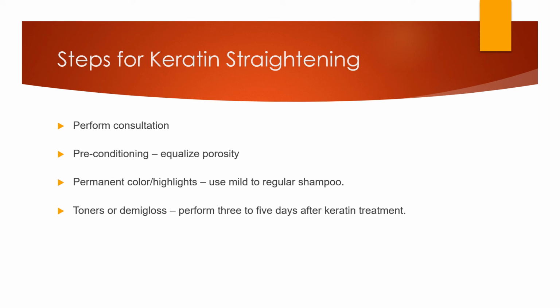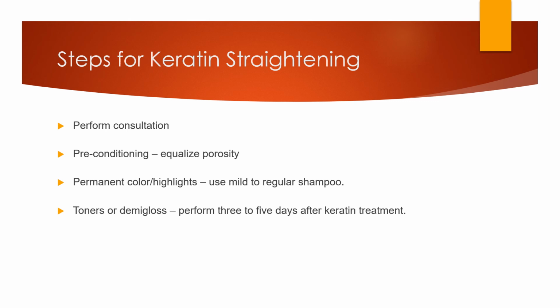Clients may have permanent hair color or highlighting service before the keratin straightening treatment is applied. For those clients, be sure to use regular, mild shampoo during the hair color service. Follow the manufacturer directions regarding the use of a clarifying shampoo before the treatment product is applied. Do not use a clarifying product on a client that has 70% or more highlights.